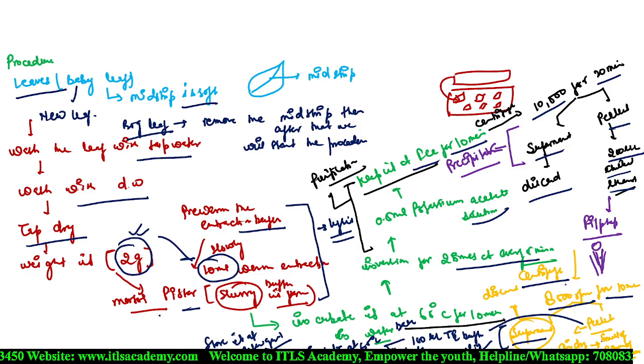We get supernatant and pellet. We discard the supernatant and air dry the pellet. Why do we air dry it? So that the smell of the ethanol will be removed.